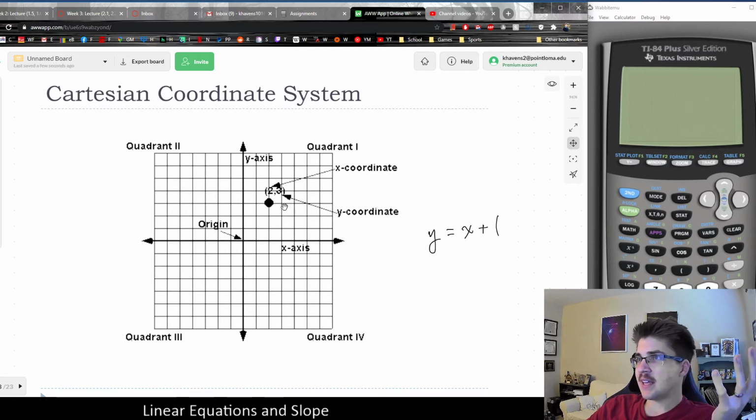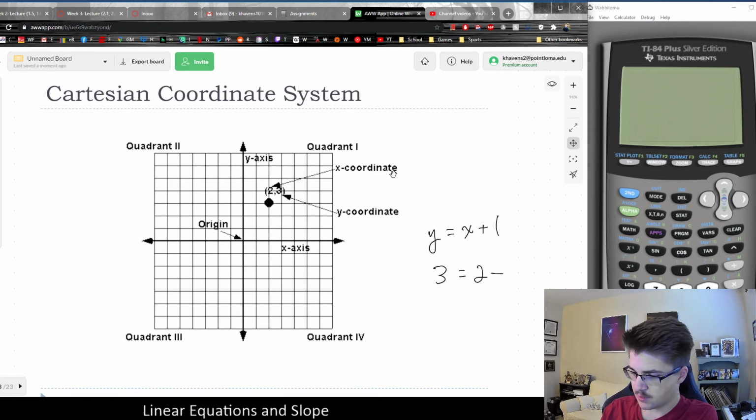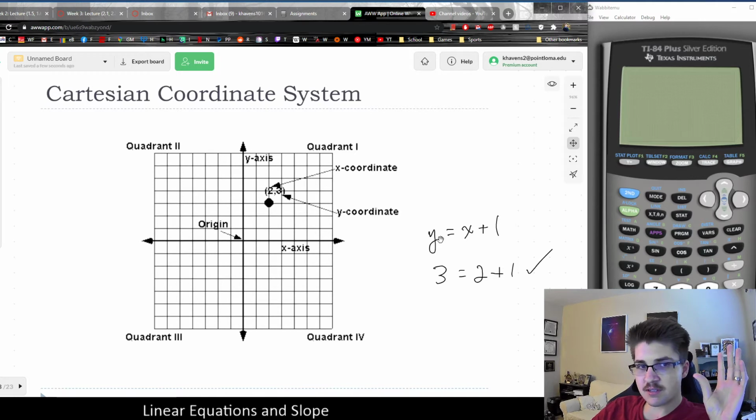But notice that like this point, we would say it's a solution to the equation because if I plug it in, right, x is always the first part, y is the second part. What I would get is 3 for y is equal to 2 plus 1. And since that makes sense, we'd say that that ordered pair is a solution to the equation, and that's why we would graph it. And then we can figure out more solutions because technically there's an infinite number of different points that work in such an equation like this and graph them all together, which form our graph of our equation.